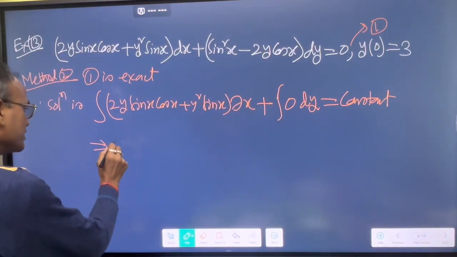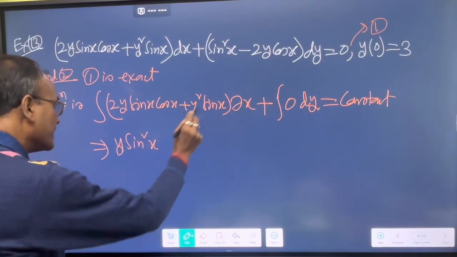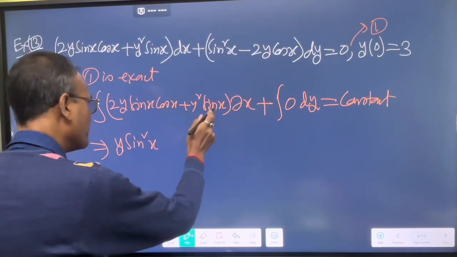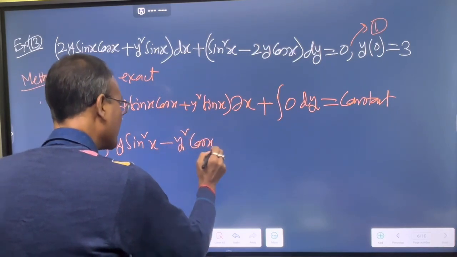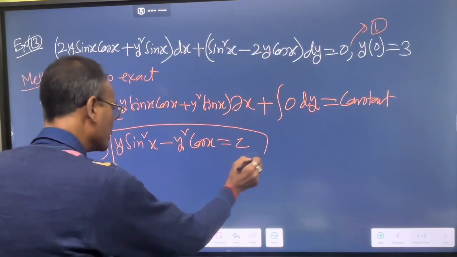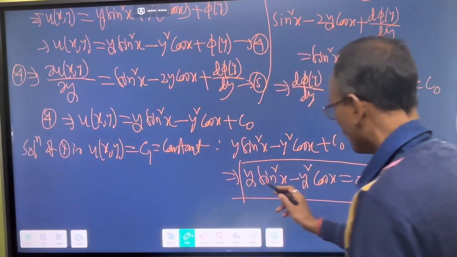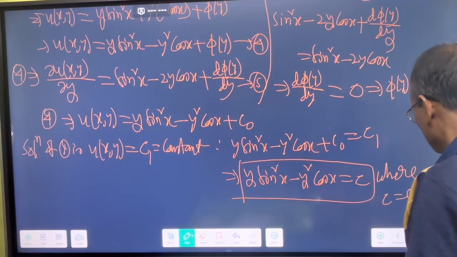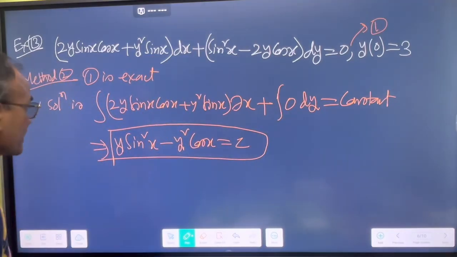If you integrate this, you will get y sin square x. It will be minus cos x. It will be y square cos x. This is equal to constant C. Now you see here. In the previous way also, y sin square x minus y square cos x equal to C.